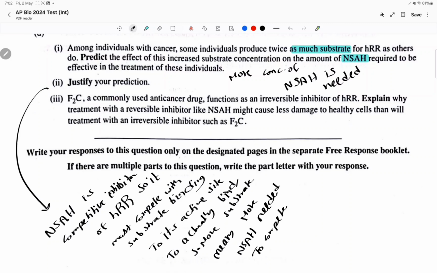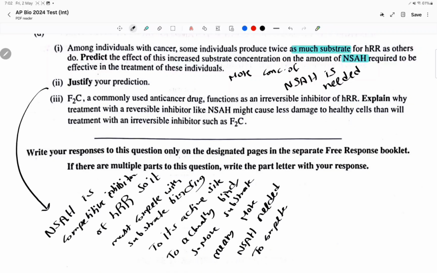Okay, F2C, a commonly used anti-cancer drug, functions as an irreversible inhibitor of HRR. So it's going to bind. So unlike NSAH, it's irreversible. That means it does not have to go through competition with any substrate, which means it's going to be more effective. Explain why treatment with a reversible inhibitor like NSAH might cause less damage to healthy cells compared to an irreversible one like F2C.